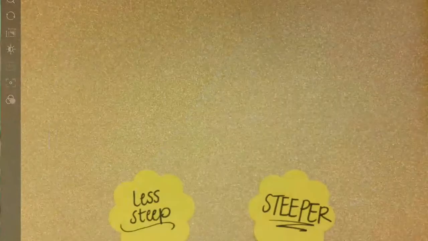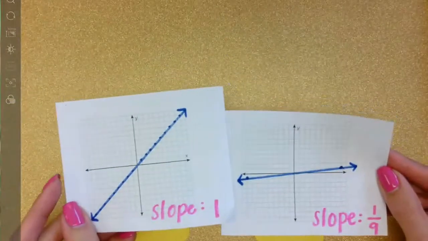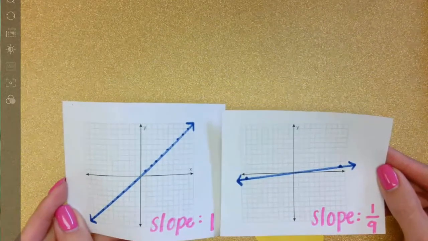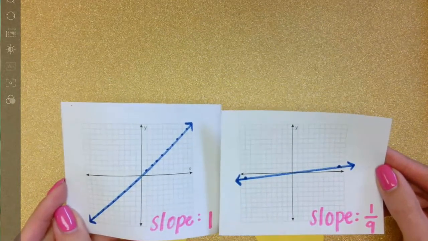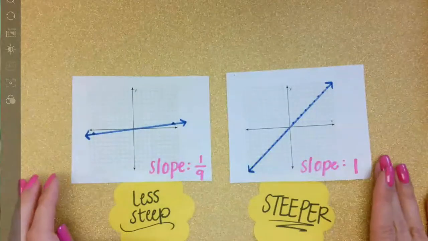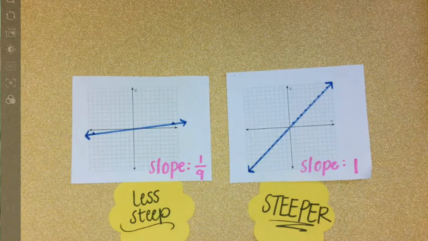Okay, so let's take a look. I'm going to show you two graphs, and we're going to pick which one is steeper. Okay, so out of these two, which one do we think is steeper? Which one would be scarier to fall down? And I hope you're identifying this one. I'm going to put that one on steeper, this one on less steep, and then compare the two numbers.